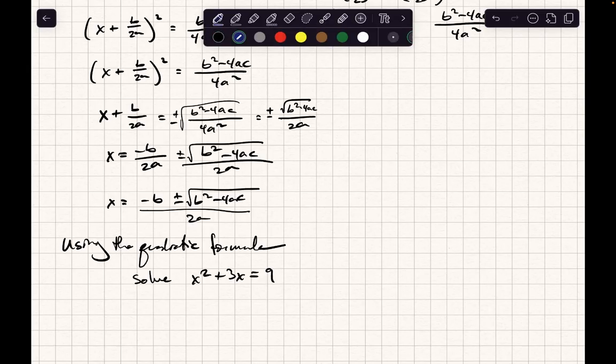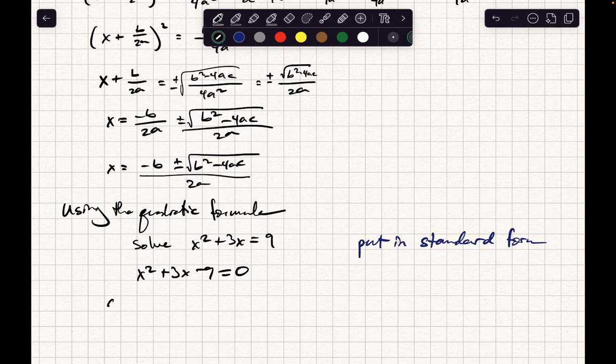Are you wanting us to put it into the quadratic formula? No, I'm not ready to put it in the quadratic formula. Put it into standard form. So minus 9. Yeah. So x squared plus 3x minus 9 equals 0.